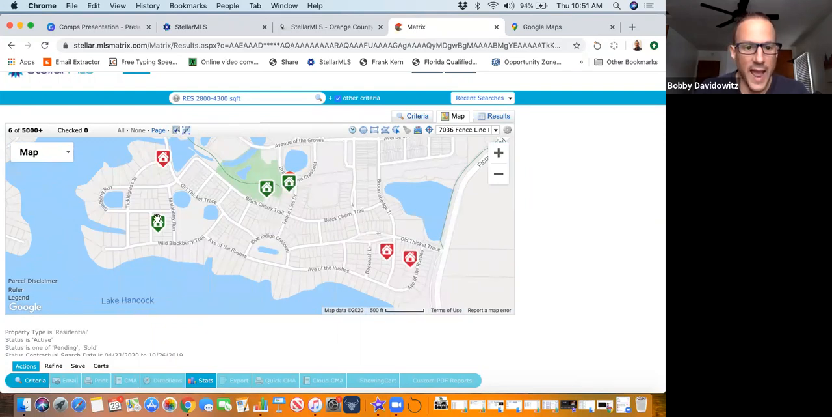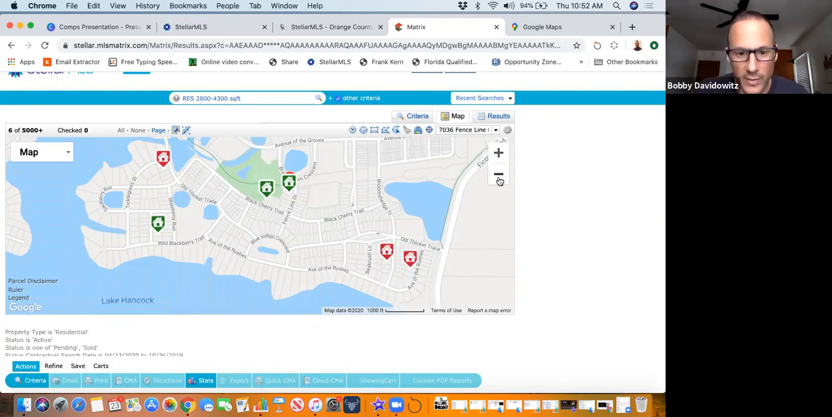So this is 3 active properties and I have 3 solds. That's pretty good. And once again, these are all in my price range. I mean, in my square footage range. So I should be looking close to apples. Okay. So 3 solds is kind of the minimum I'm looking for in a neighborhood. I'd like to have more solds to look at.